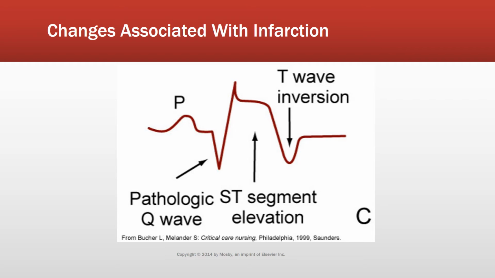So in addition to the ST segment elevation, a pathological Q wave may be seen in some ECGs in some patients with infarction. A pathological Q wave that develops during an MI is pretty wide. It's greater than about 0.03 seconds. And you'll hear that they refer to this as a Q wave MI, and you'll see this in an ECG.